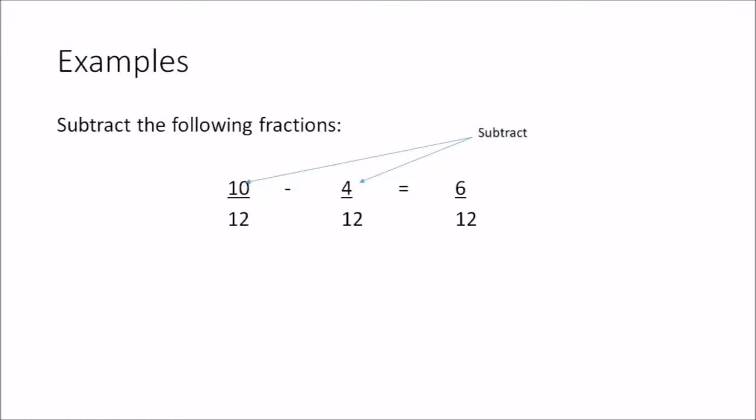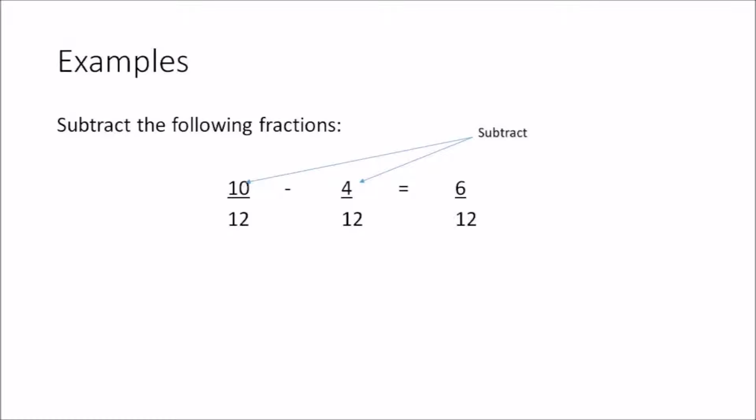A subtraction example, in this case you have 10/12 minus 4/12. Again, you just subtract the numerators. 10 minus 4, which is 6. The denominator is the same for both fractions, 12. So of course you can go ahead and subtract this fraction, so your answer becomes 6/12.